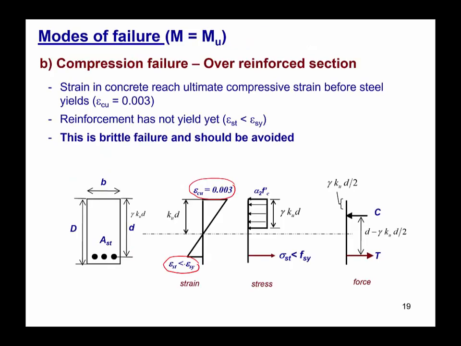So in this case, as I said, the steel strain is less than epsilon sy. That means the stress in the steel sigma st is still less than Fsy. It hasn't yielded yet. But again, other things remaining the same, the equivalent stress block is still given by alpha 2 Fc dash and gamma kud, and the point of application of the compressive force is still given by gamma kud over 2, and the lever arm between C and T is still denoted by Z.